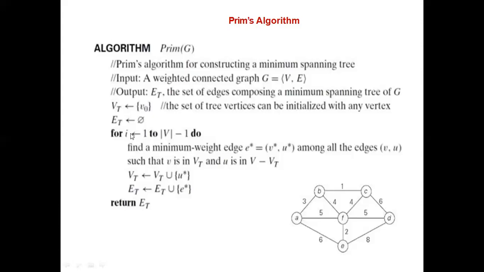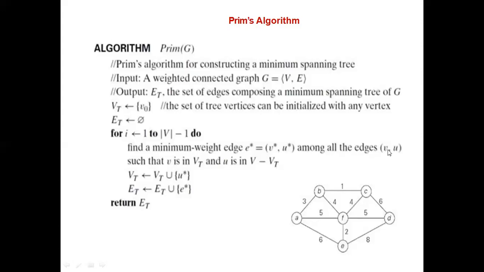The edge set will be empty, and i runs from 1 to modulus of V minus 1. That means that many number of edges, because you know that the spanning tree will have n minus 1 edges present, where n is the number of vertices present in the graph. Find the minimum weight edge E star. One edge that will be called E star has 2 nodes, V star and U star. Any edge you represent like A B, where A is your V star and B is your U star.